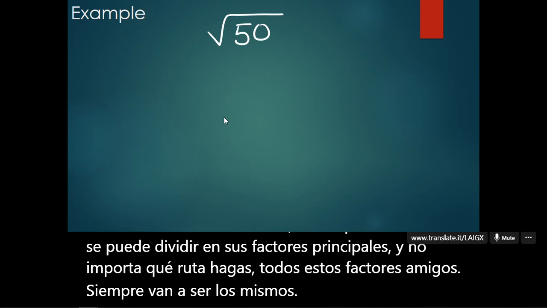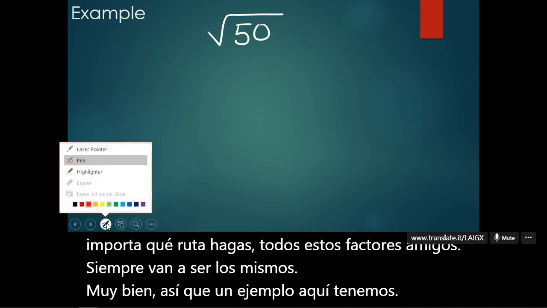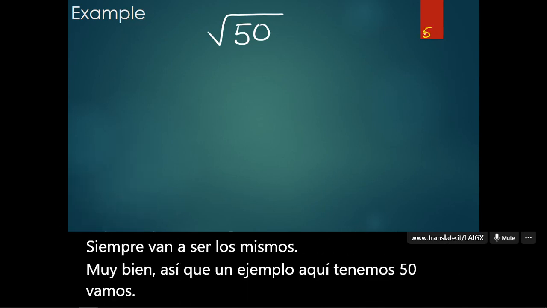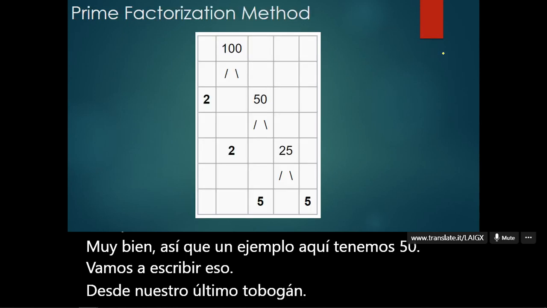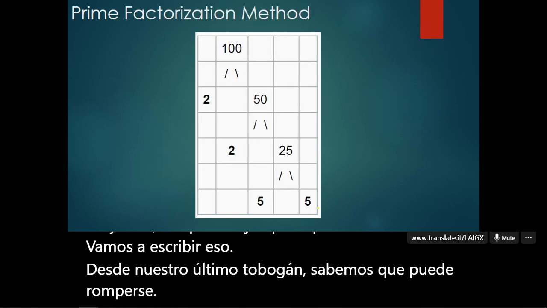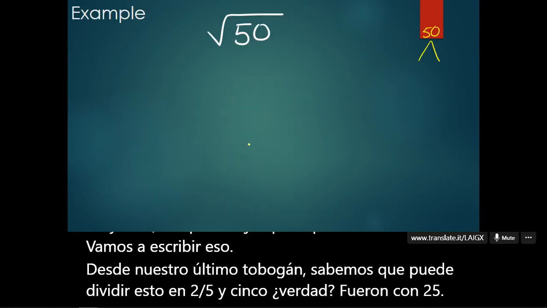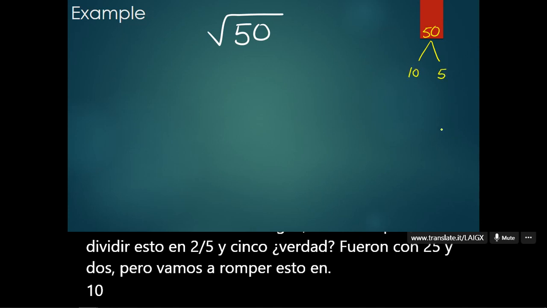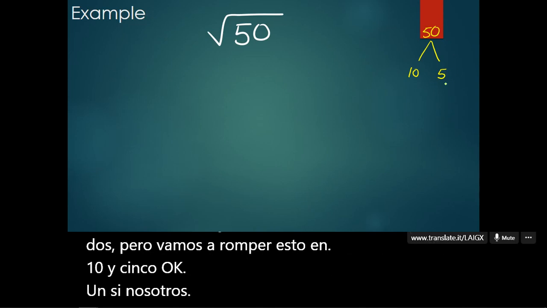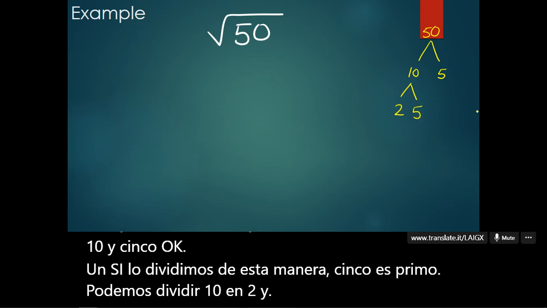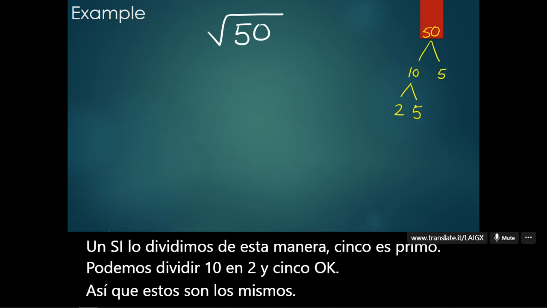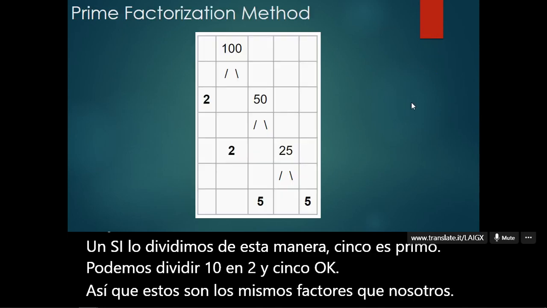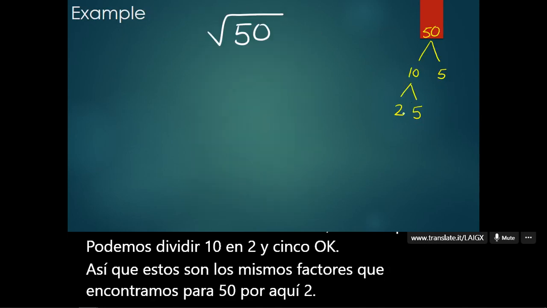All right, so an example here, we have 50. Let's write that down. From our last slide, we know that you can break this into 2, 5, and 5. Right? They went with 25 and 2. But let's break this one into 10 and 5. Okay? And if we split it this way, 5 is prime. We can split 10 into 2 and 5. Okay? So these are the same factors that we found for 50 over here. 2 and then 5 and 5.